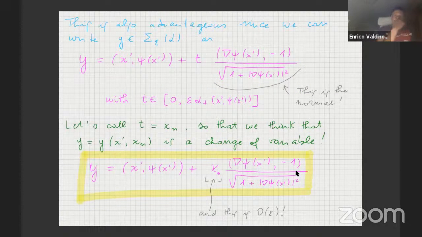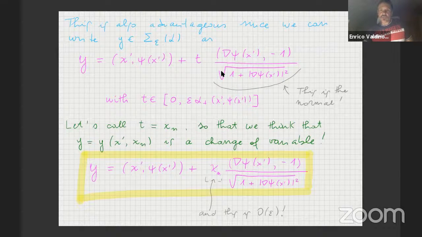So at this point, I want to parameterize my tubular neighborhood with respect to the Fermi system of coordinates. That is, I take a point y in the tubular neighborhood. How can I write it? Well, I write it as a point on the surface plus t, the normal, where t is in between 0 and alpha. This is the definition of tubular neighborhood, after all.